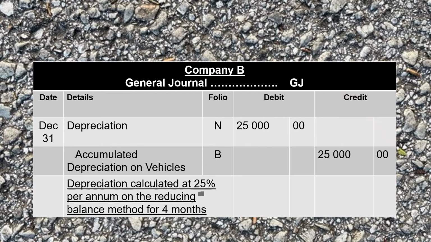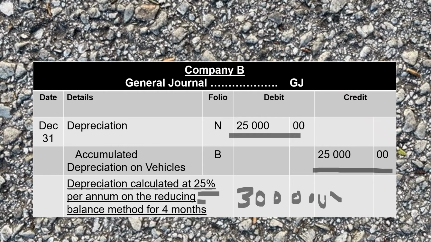Depreciation is at 25% per annum on the reducing balance method, and we've had this vehicle only for 4 months: September, October, November and December. So the calculation would be 300,000 times 25% times 4/12, and that should give you 25,000. So that's the depreciation at year end, the end of year one.